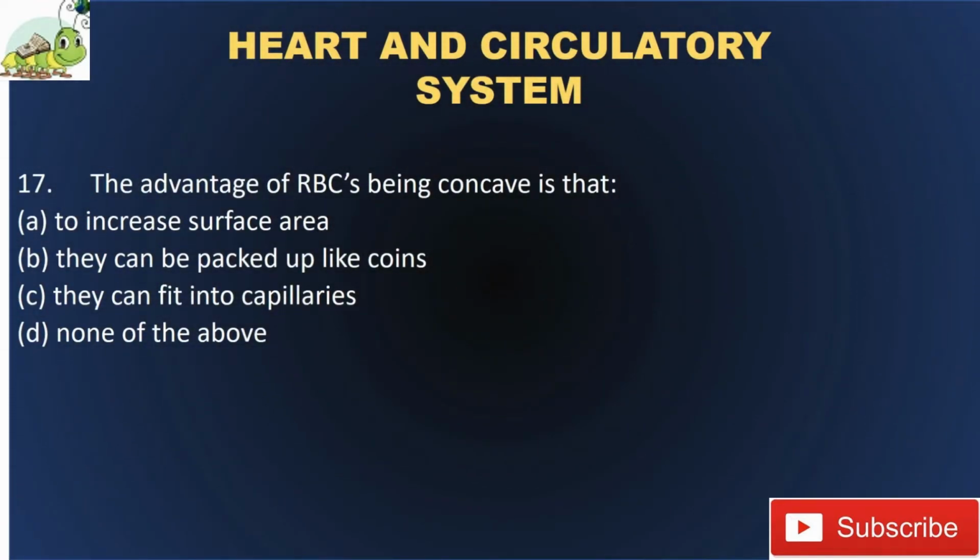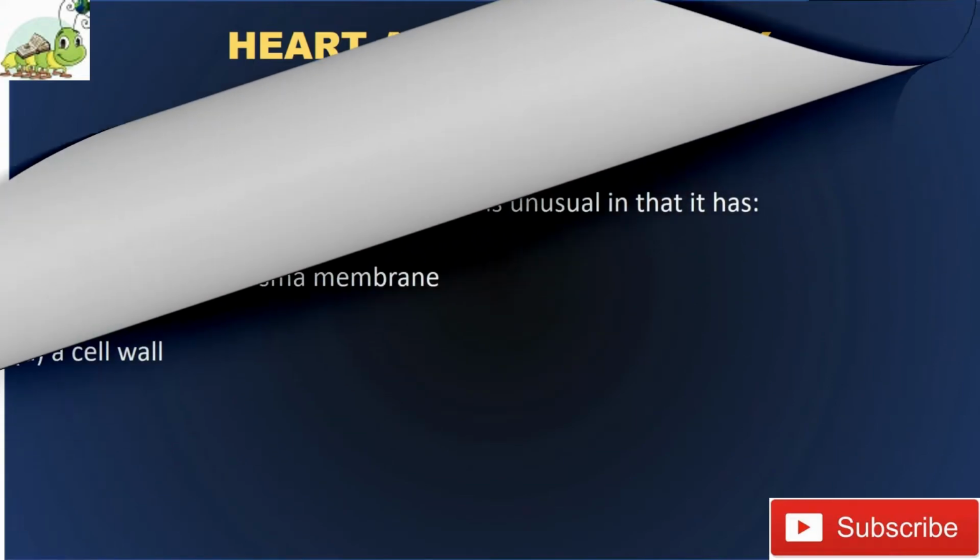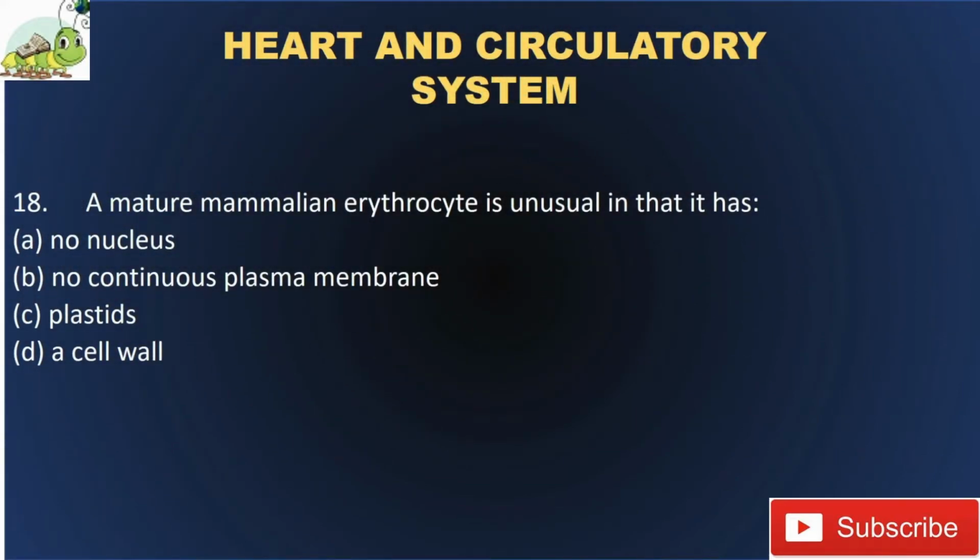Question number 17. The advantage of RBCs being concave is that to increase surface area, they can be packed up like coins, they can fit into capillaries, none of the above. Question number 18. A mature mammalian erythrocyte is unusual in that it has no nucleus, no continuous plasma membrane, plus a cell wall.